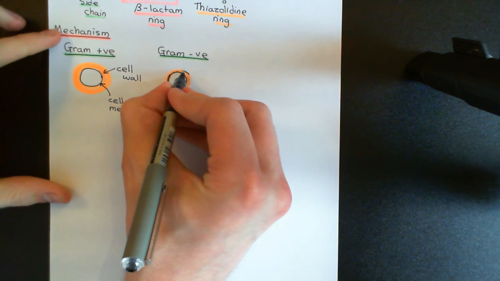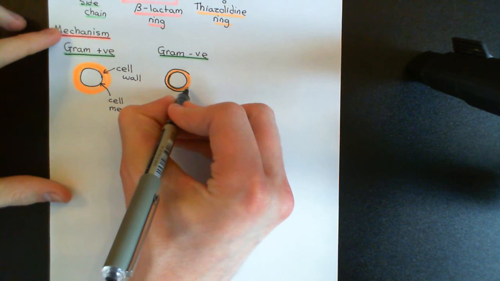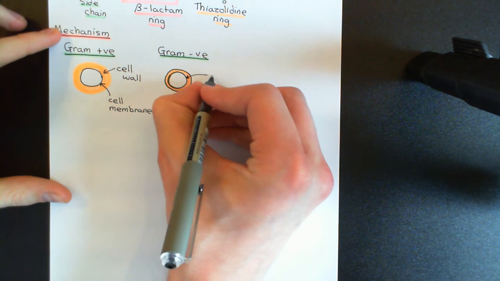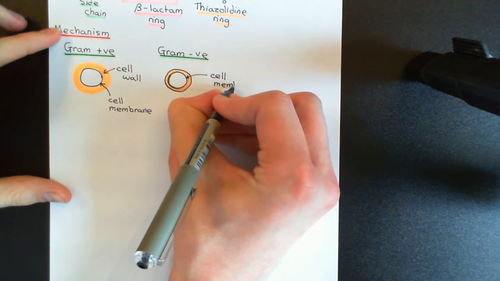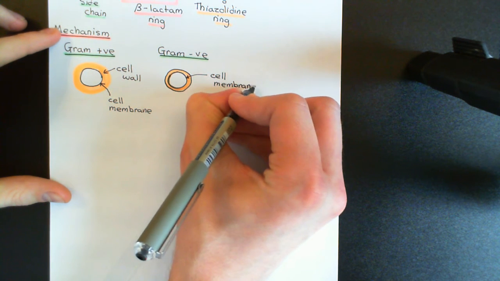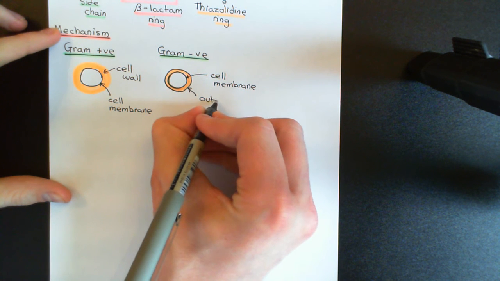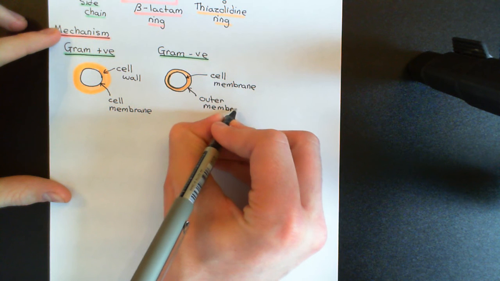So let me show this here. So now outside of the cell wall, the thin cell wall, you're going to have another membrane called the outer membrane. So let me label this up. So the inner membrane is the one that's actually called the cell membrane. Sometimes you'll see that just described as the inner membrane. Then the outer one is usually called the outer membrane. This is not considered the cell membrane, but of course it's the same structure.